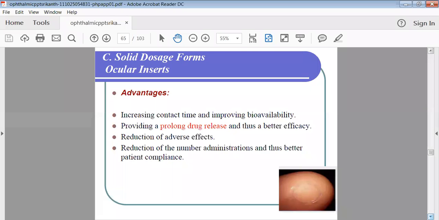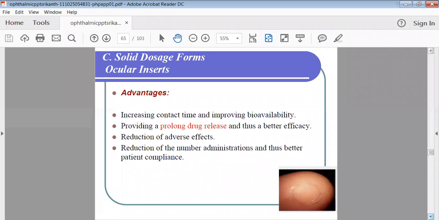What are the advantages of such ocular inserts? The main advantage is that they have a long contact time with your eye. It means that compared to liquid and semi-solid dosage forms, ocular inserts remain inside your eyes for a longer period. That's why there is more contact time of the drug with your eye cavity, and thus improved bioavailability compared to your solutions and suspensions.